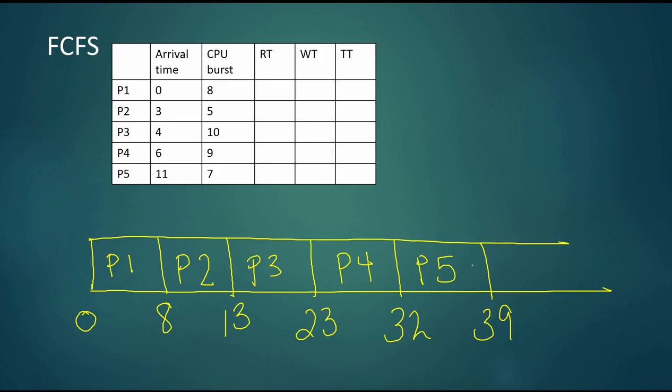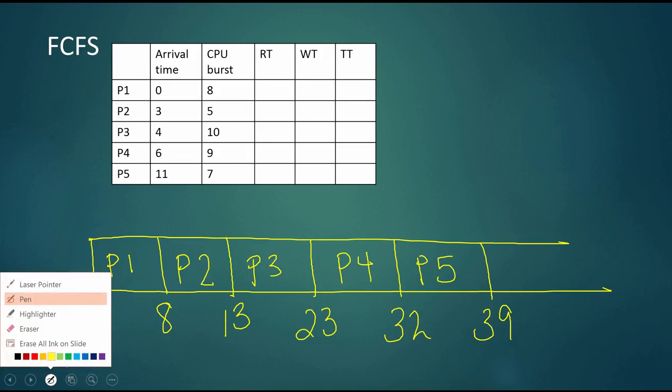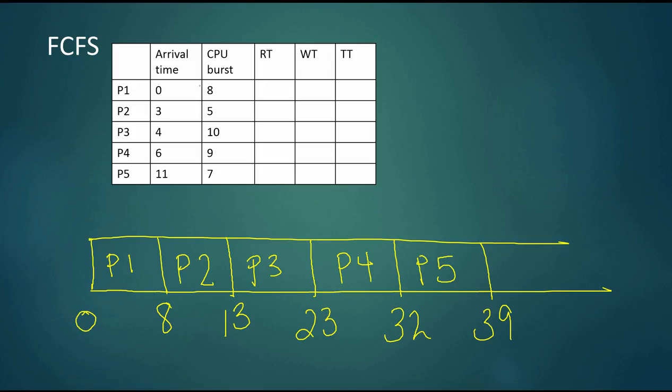And one thing, if you were to add up all of the CPU bursts right here, it should equal 39, because this is 100% CPU utilization, which means that the processor was busy the entire time with all 5 processes, and therefore the CPU bursts altogether would add up to that amount. Now this is a very simple, straightforward first come, first serve.